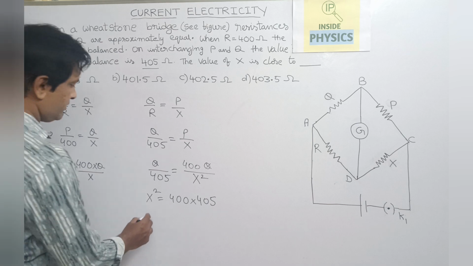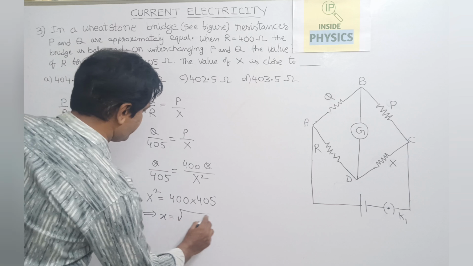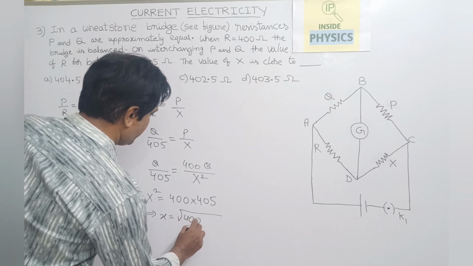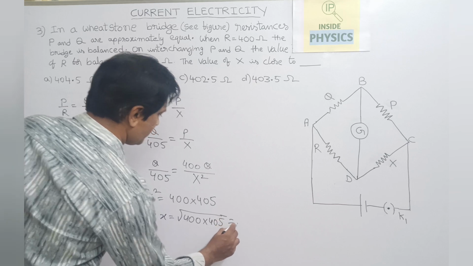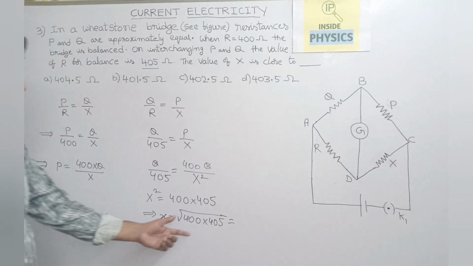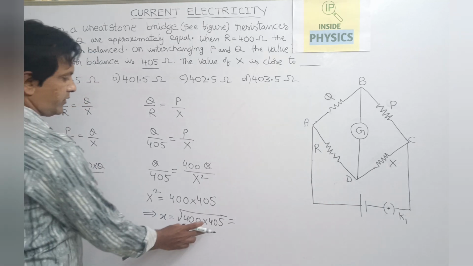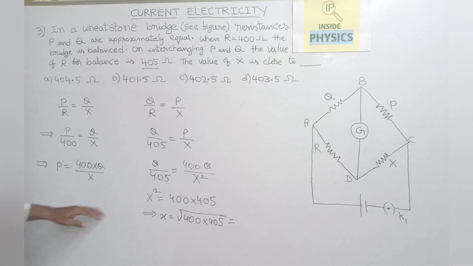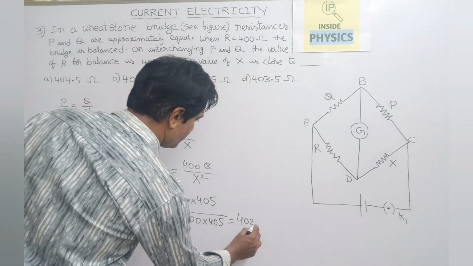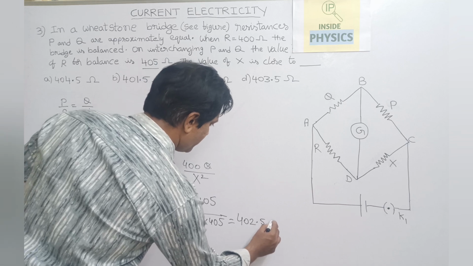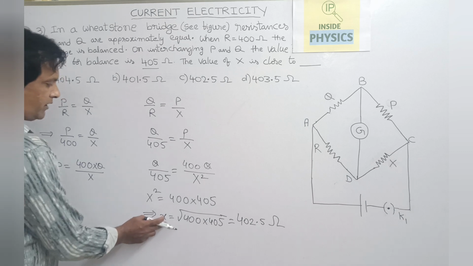This implies X value will become root of 400 into 405. So when you are simplifying this by using the square root method or calculator, you can get the value as 402.5 ohms. So finally we have derived the X value.